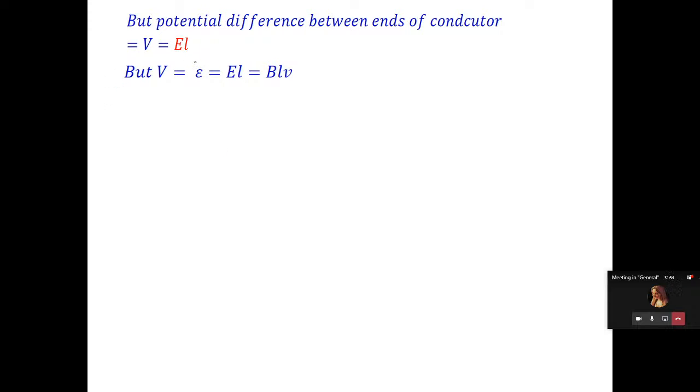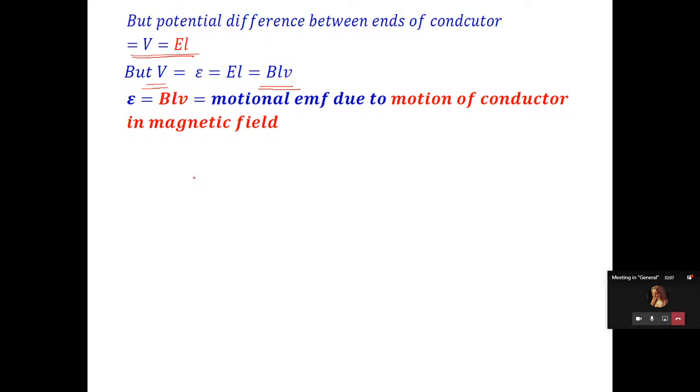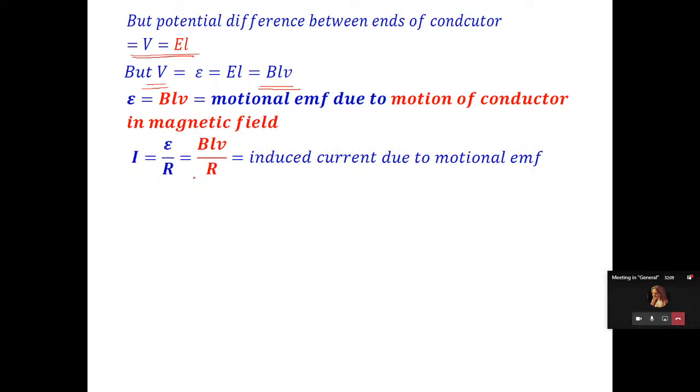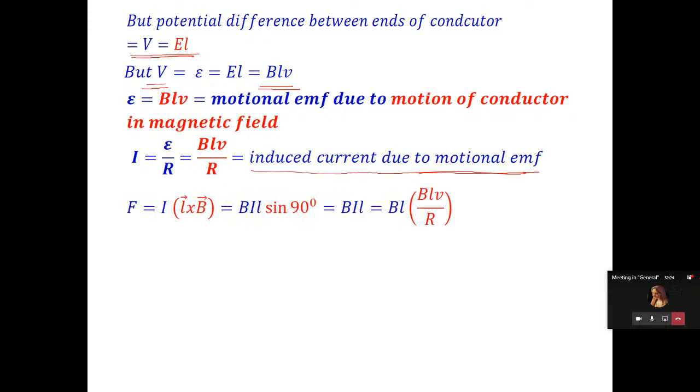See this one, V equals BLV. So B is the magnetic field, L is the length, and V is the velocity. Then the current can be taken as the ratio of voltage to resistance, so BLV divided by R. This is the induced current due to motional EMF, BLV divided by R.